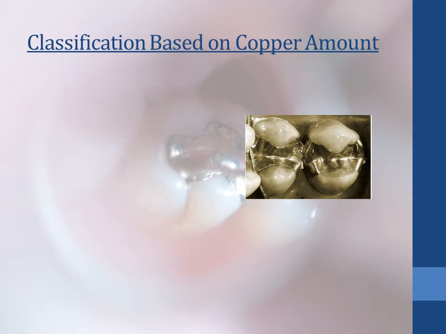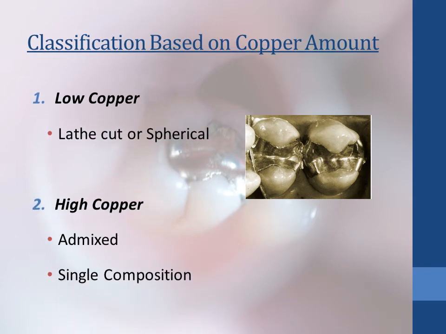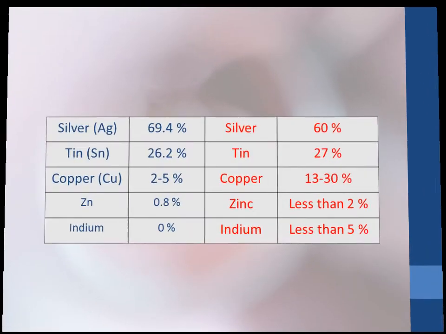Classification based on the copper amount. So there are two types, low copper and high copper. Low copper are further divided into the lathe cut or spherical, which we saw in the previous slide, and the high copper are divided into admixed and single composition. So the classification is very important, and you should have knowledge of all the three types of classifications. You may be asked either one of them.